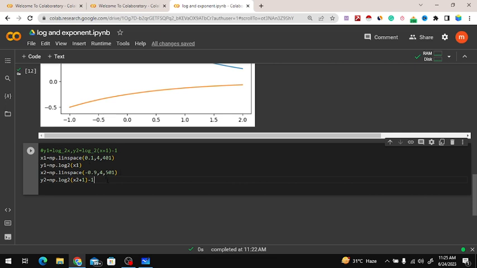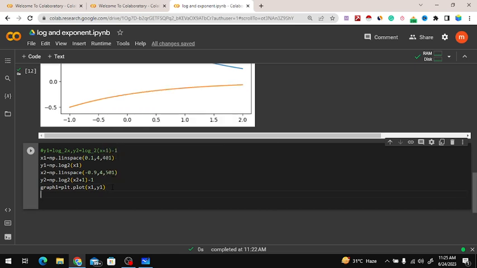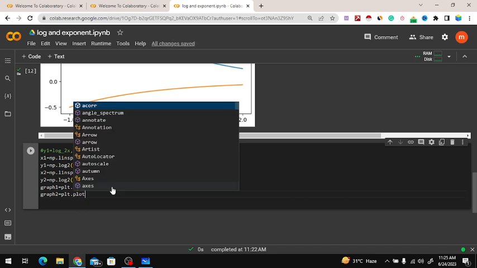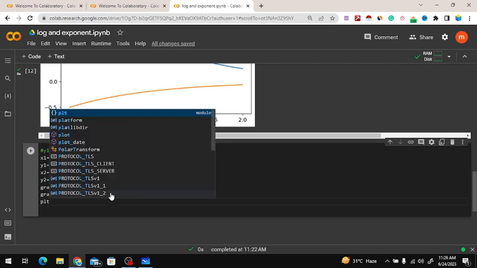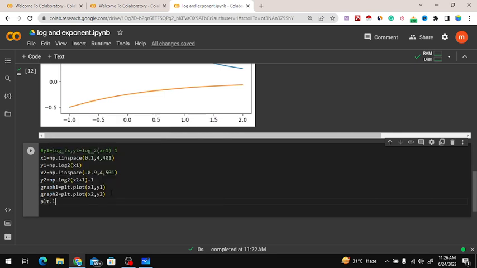Now I want to plot this, so let's see the graph. Graph 1 will equal plt dot plot x1 comma y1, and graph 2 should be equal to plt dot plot x2 comma y2, and let's call plt dot legend, and we can plot like this.